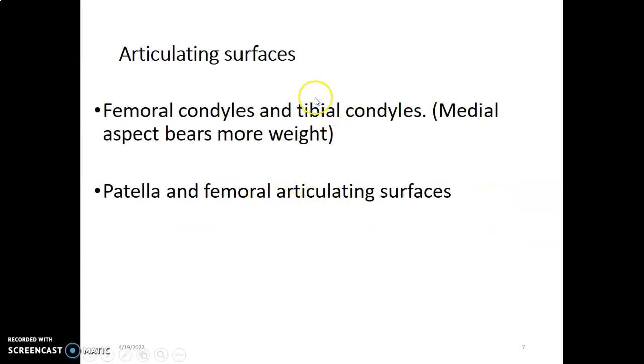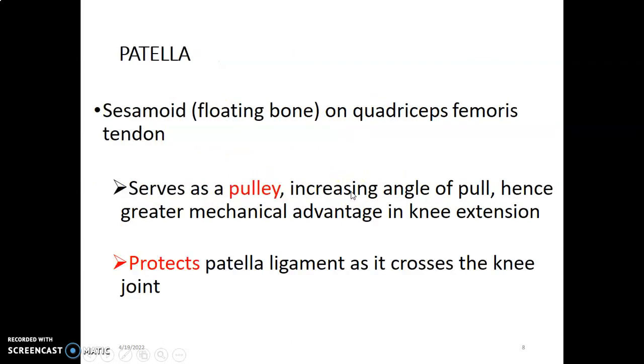So you have the weight being transferred from the medial condyle of the femur to the medial condyle of the tibia, but we also have the patella and the patellar surface of the femur, which form the saddle joint. So the patella is a sesamoid bone that is within the quadriceps femoris tendon.